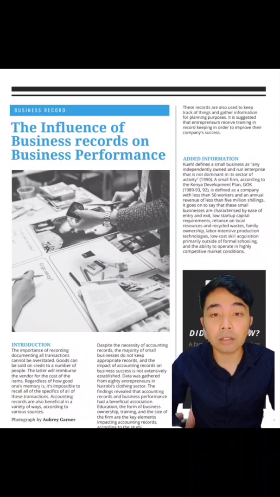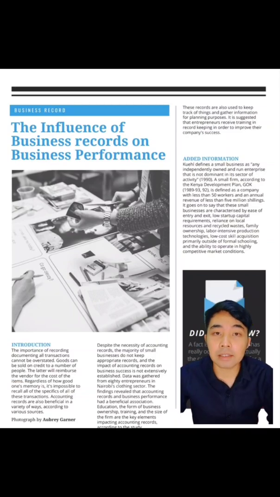Accounting records are also beneficial in a variety of ways, according to various sources. Despite the necessity of accounting records, the majority of small businesses do not keep appropriate records, and the impact of accounting records on business success is not extensively established.